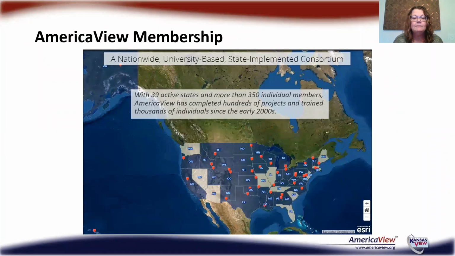Here's a map showing the membership of AmericaView. We have 39 active states with more than 350 individual members. Over the years, since the early 2000s, AmericaView as a consortium has completed hundreds of remote sensing related projects and trained thousands of individuals. So we collectively come together and share information, share research ideas, and share educational materials. We try to leverage each other's work as well.